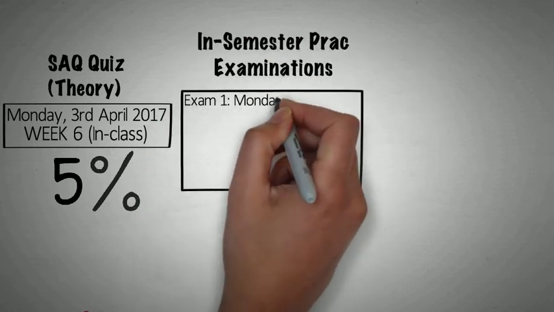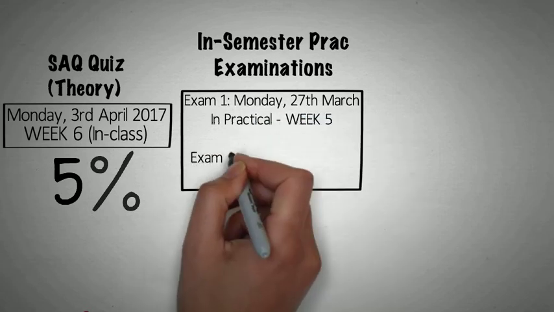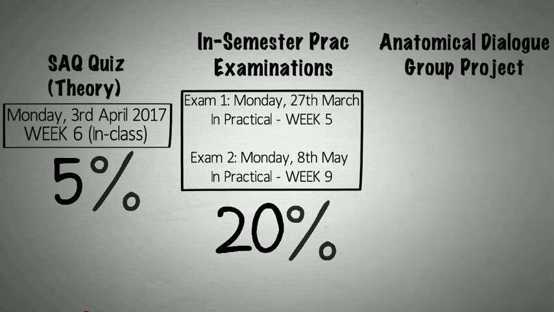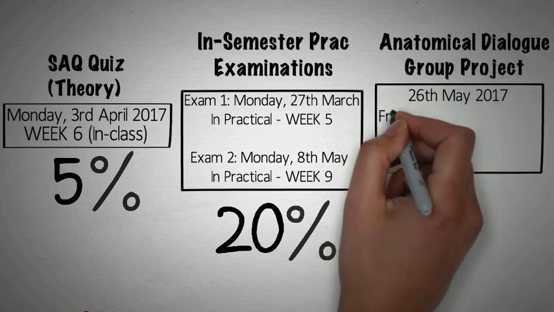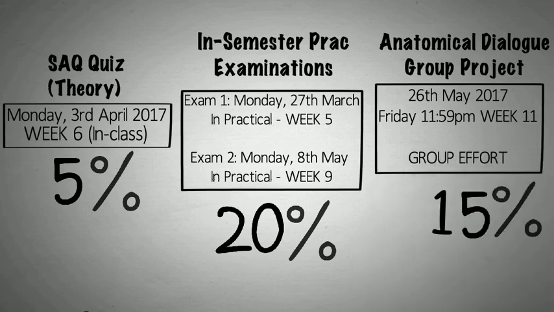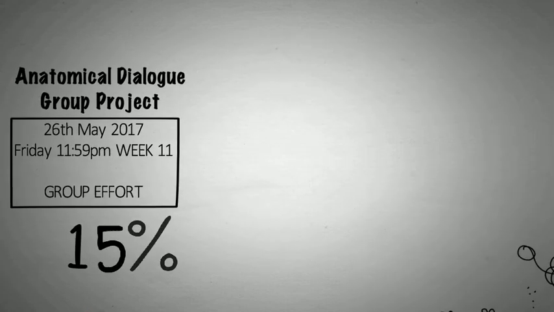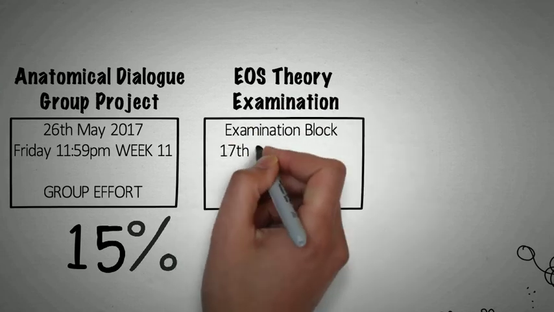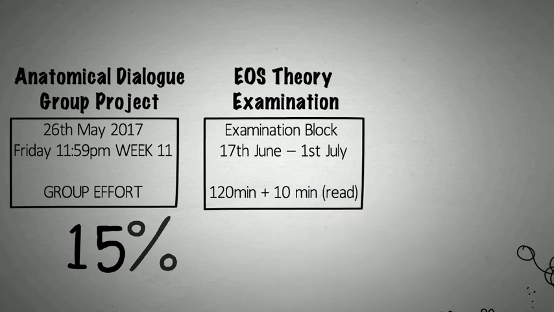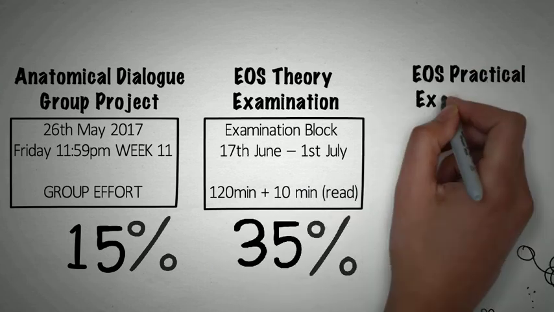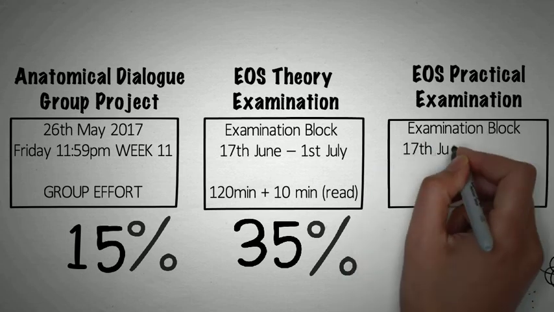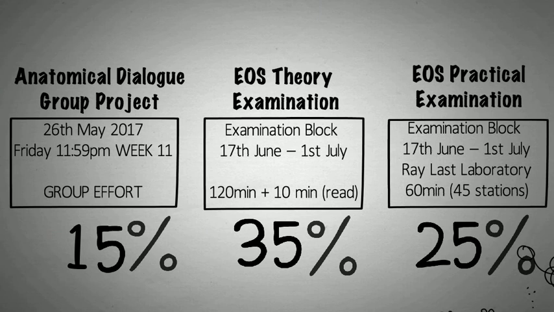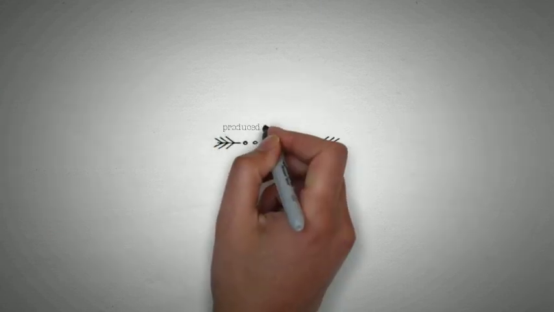In addition, you'll have 2 in-semester practical examinations held in the lab in week 5 and week 9, worth 10% each. The group project for the semester is a multimedia project, which is due on Friday at midnight of week 11, and this is worth 15%. Furthermore, you have an end-of-semester theory examination, which will be worth 35%. This will compose of clinical STEM questions, and you have just over 2 hours, as well as a final practical examination held in the Ray Last Lab in the central examination period, which is worth 25%.